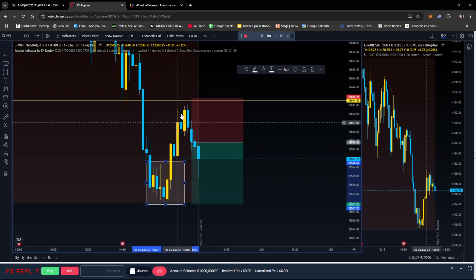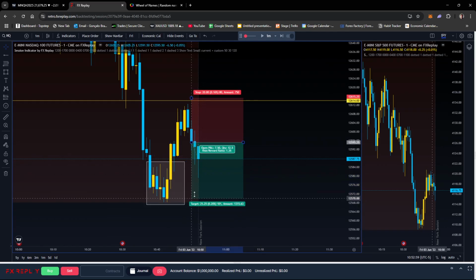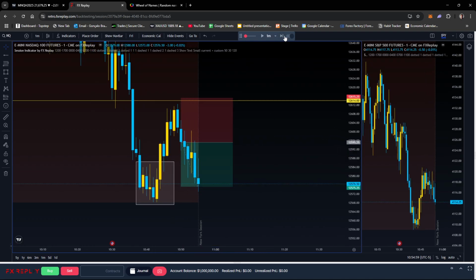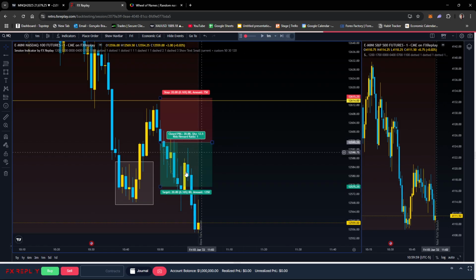Got accumulation here. We've seen that price has done the manipulation, anticipating that we are going to distribute back lower. That's the thought process. We have to be risk-free at this level though. Okay. So break even.